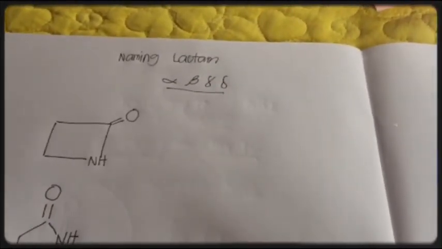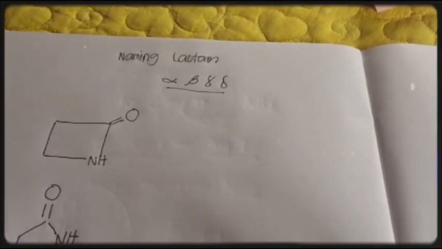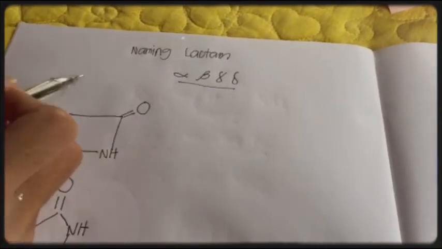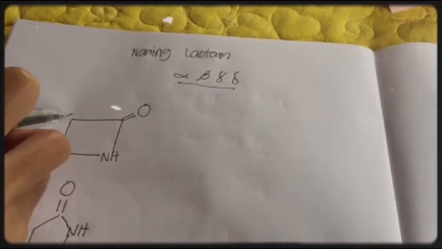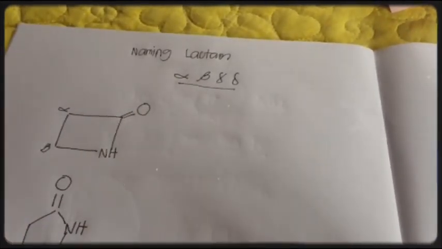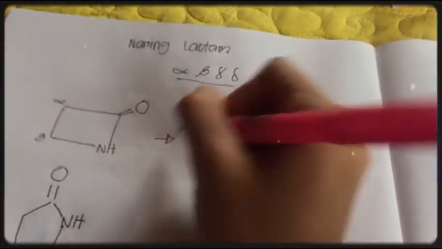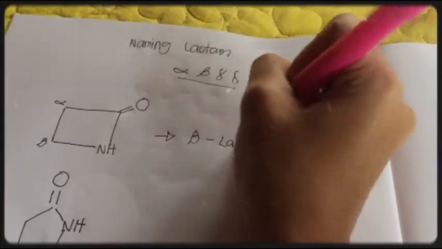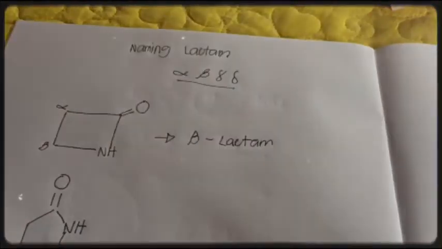As I have said earlier, we need to start at the carbonyl carbon, then move over to the adjacent carbon. So this will be an alpha carbon, beta carbon. So the name of the structure is delta lactam.